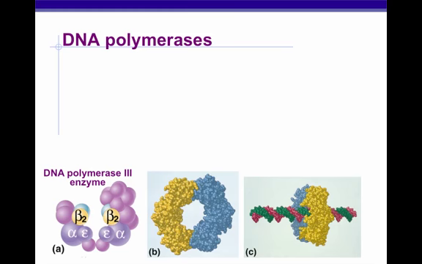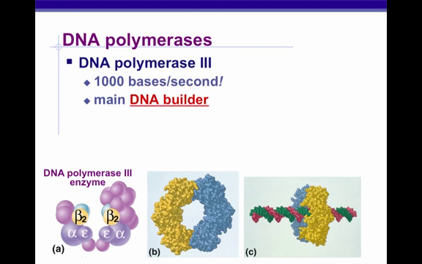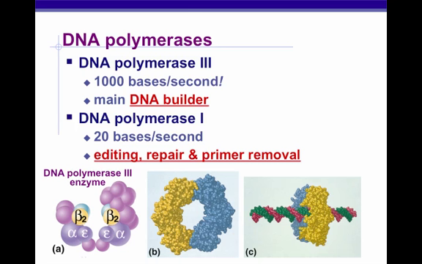So the DNA polymerases, let's go ahead and look at these. DNA polymerase 3 is going to add 1,000 bases per second. This is the main DNA builder, DNA polymerase 3. So DNA polymerase 1 does 20 bases per second, so a much slower rate. And its point is editing, repair, and primer removal.